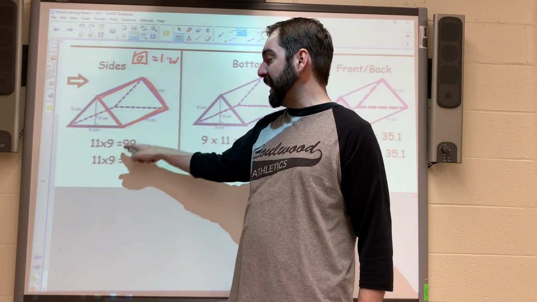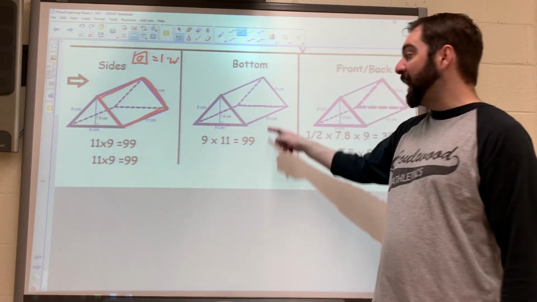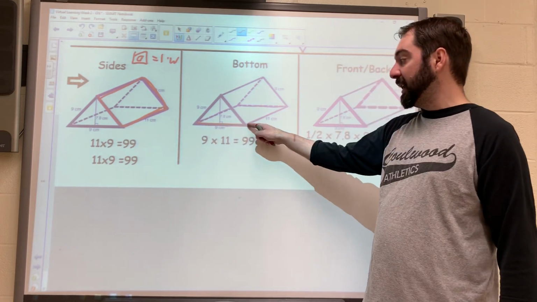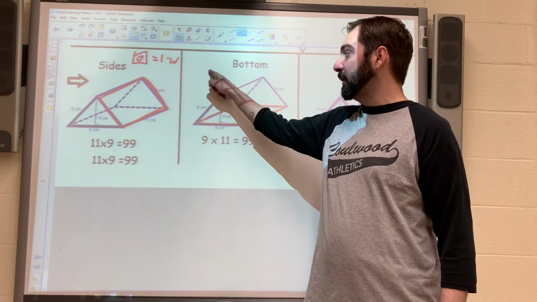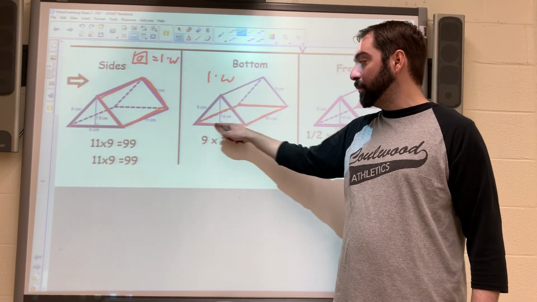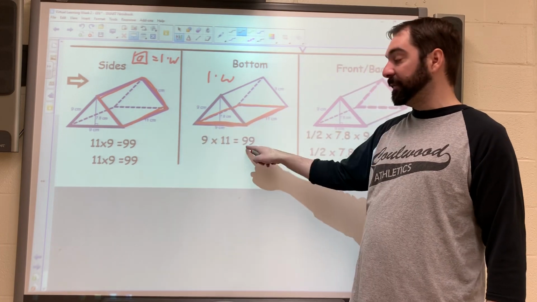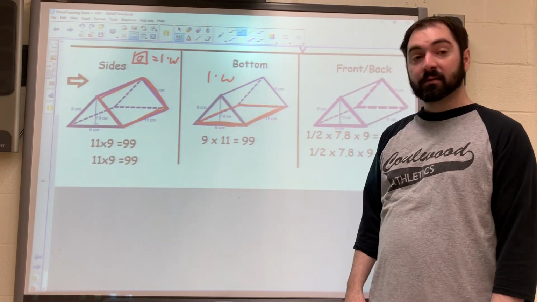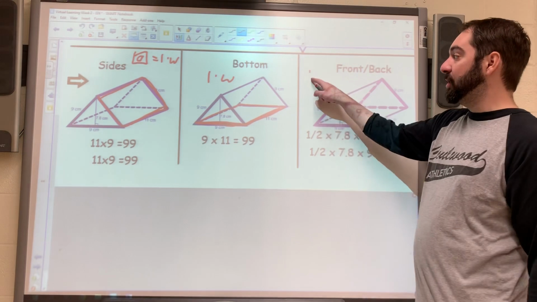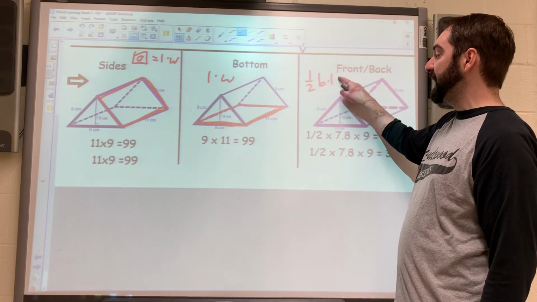11 by 9, 99. The bottom, also a rectangle. So again, I used my formula, length times width. The bottom was a 9 by 11, or again, 99. Okay, my triangles, I know they were triangles, so 1/2 base times height.